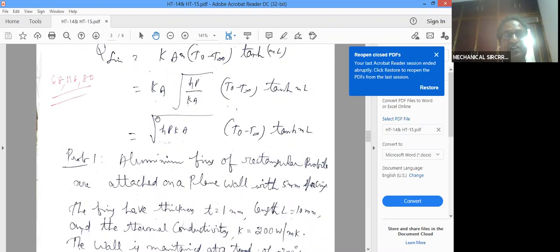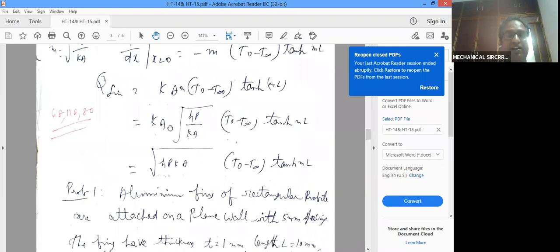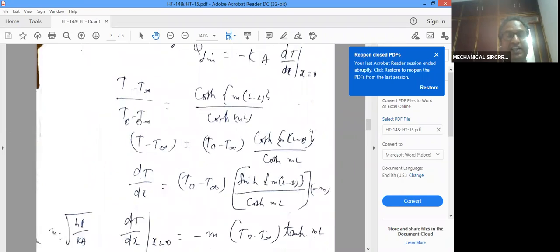For the long fin, same analysis, temperature distribution, heat transfer rate. What is the temperature distribution equation for the long fin? T minus T free stream divided by T naught minus T free stream is e power minus mx.